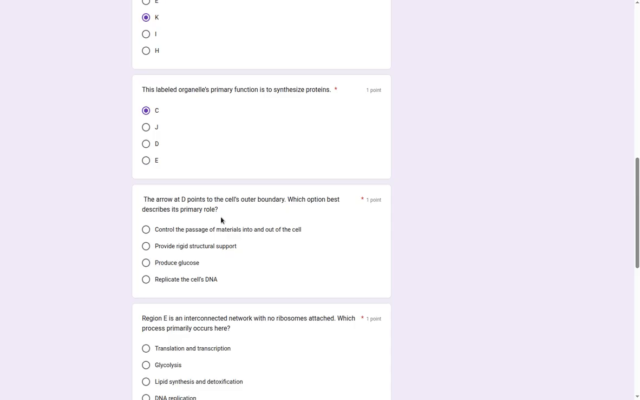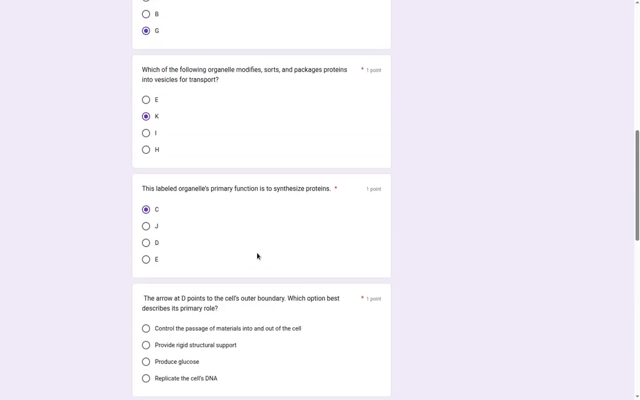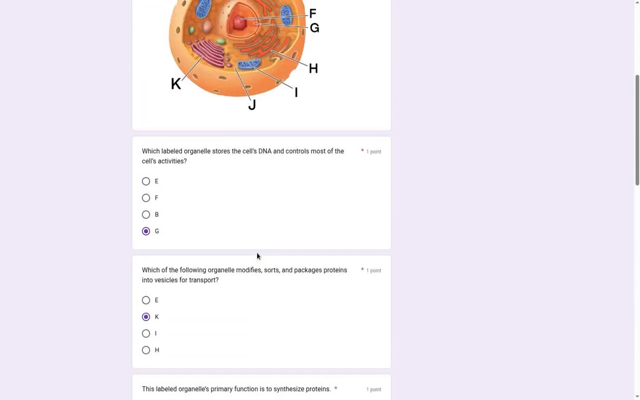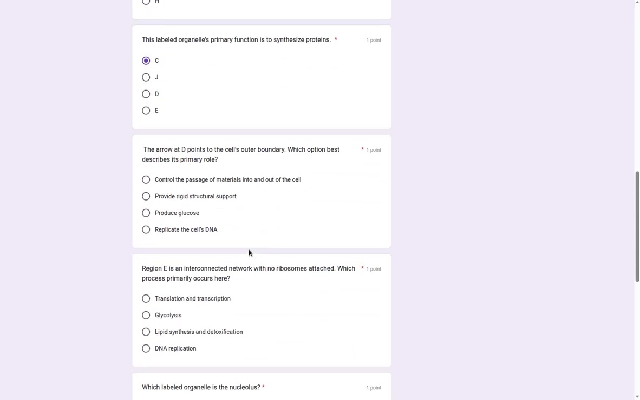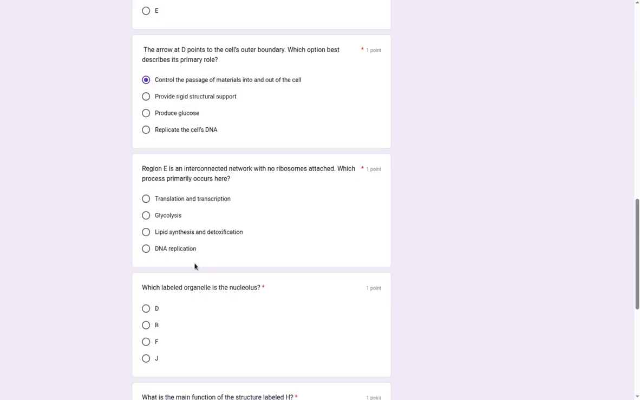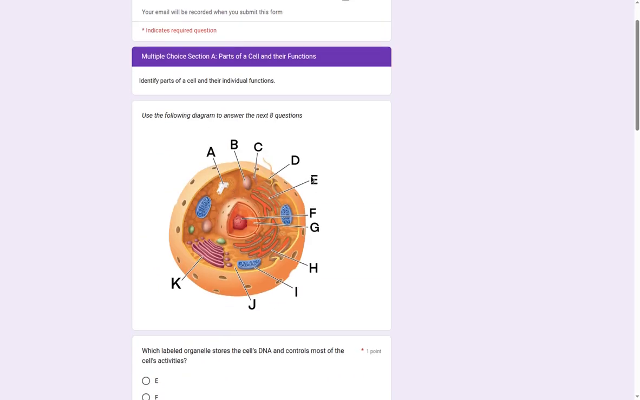The arrow at D points to the cell's outer boundary. Which option best describes it? D. This region E is an interconnected network with no ribosome attached. Which process primarily occurs here? Region E. E is the smooth endoplasmic reticulum.